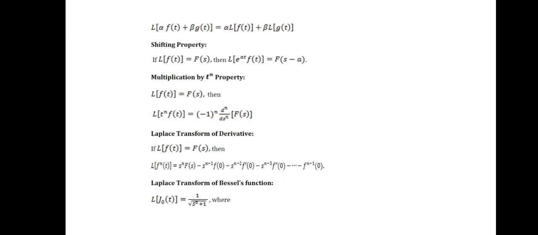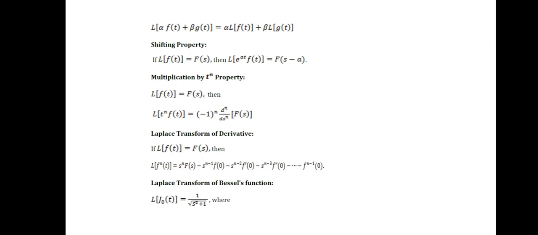Laplace transform of derivative. If L{f(t)} = F(s), then L{f^n(t)} = s^n F(s) - s^(n-1) f(0) - s^(n-2) f'(0) - and so on, - f^(n-1)(0). Laplace transform of Bessel's function.